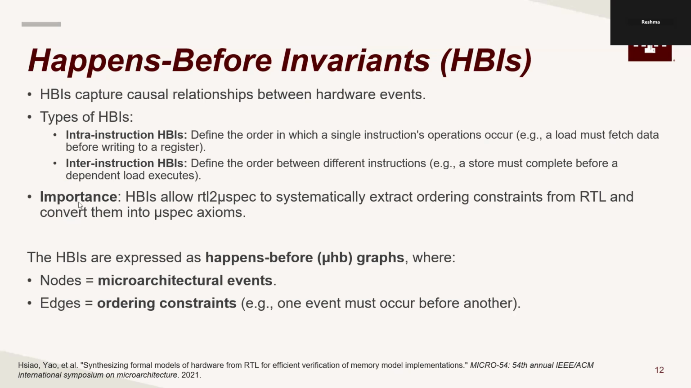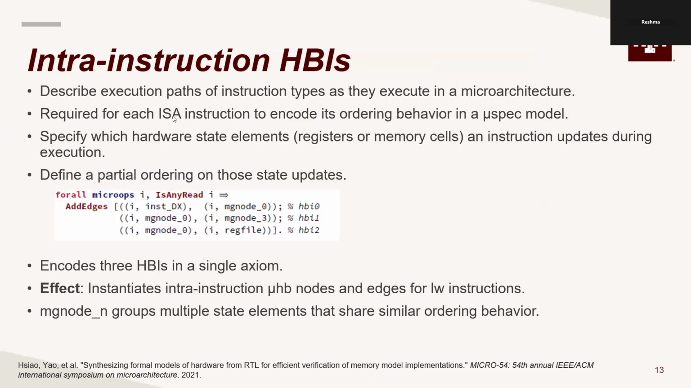First, let's see why these HBIs are important. The HBIs play a key role in the RTL2 microspec model. This systematic extraction ensures that the hardware behaves as expected, respecting the necessary ordering constraints between the operations. There is an alternate way of expressing these HBIs, that is the happens-before graphs, which have nodes and edges as the main components. Moving forward, we are going to look at intra and inter-instruction HBIs in a bit more detail with a bunch of examples. So, intra-instruction HBIs define the execution paths of individual instructions in the microarchitecture.